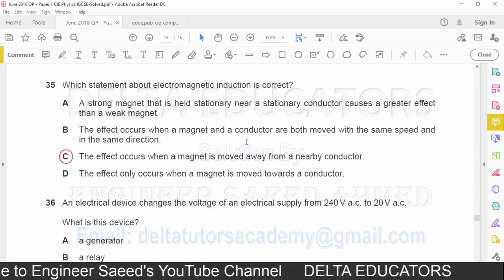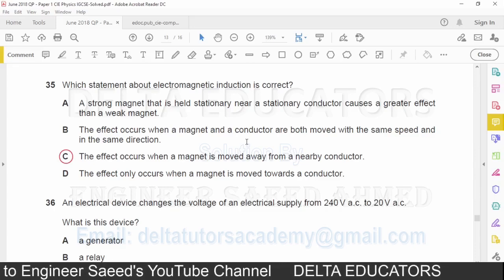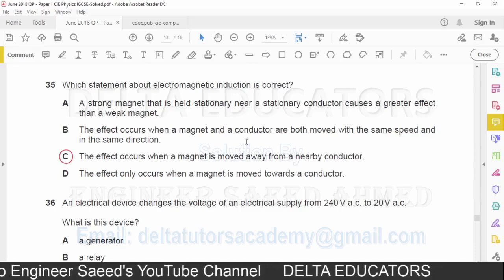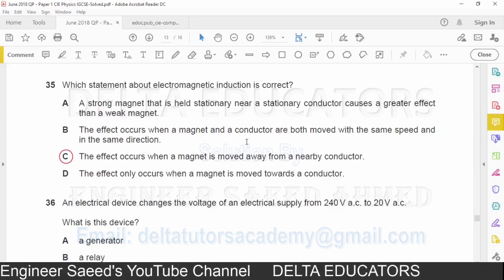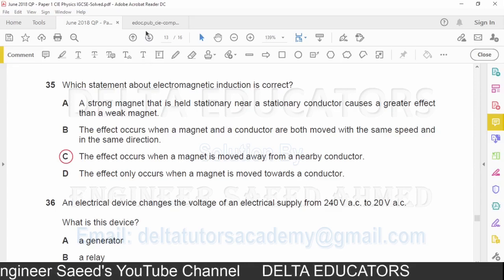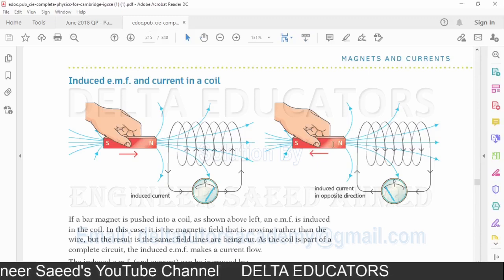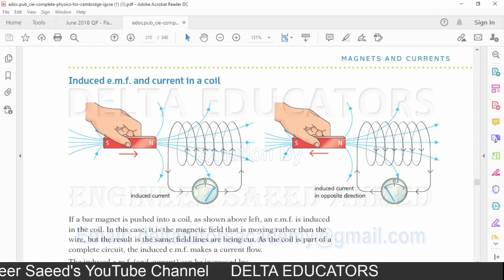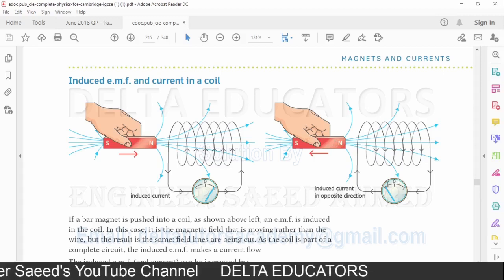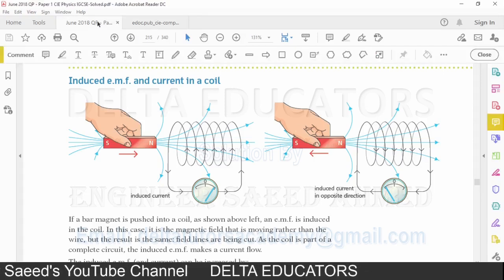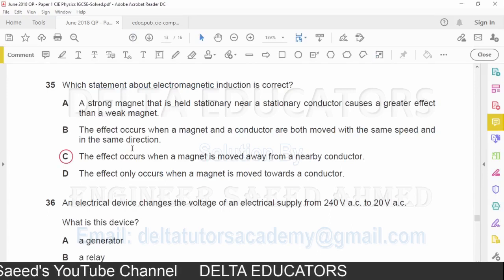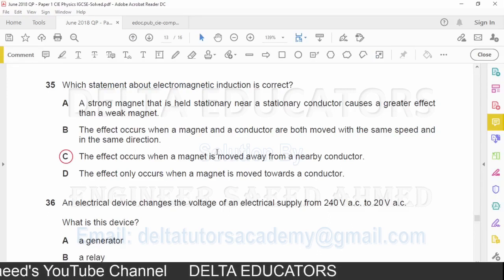Option C, the effect occurs when a magnet is moved away from a nearby conductor. Yes, it is correct option. We have observed then that when we move a bar magnet away from the conductor, there is a current, but the direction of the current is reverse. So this option is correct. The effect occurs when a magnet is moved away from a nearby conductor.